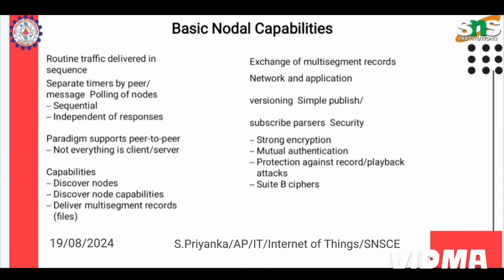Next comes the paradigm support, peer-to-peer. It mainly includes that not everything is a client or server side. Finally are the capabilities. The capabilities mainly include discover nodes, discover node capability, and delivery of multi-segment records. All these come under the capabilities. Next is the exchange of multi-segment records. In this case, network and application versions are simply published.